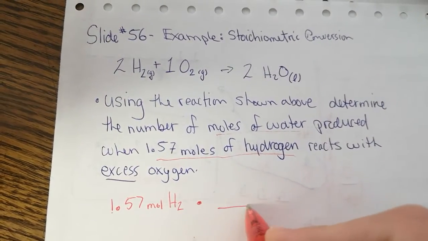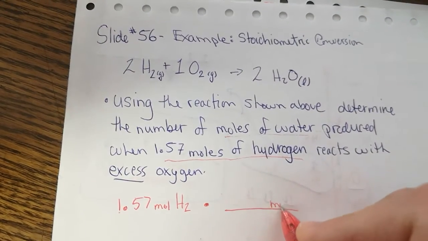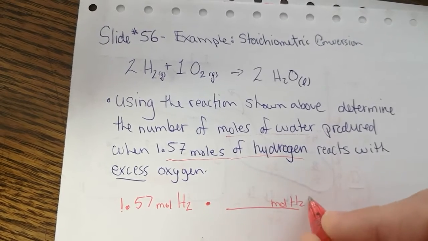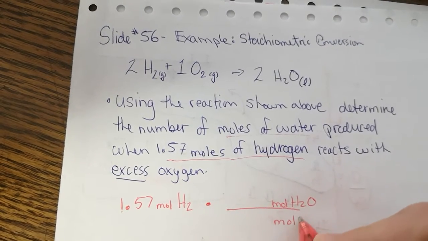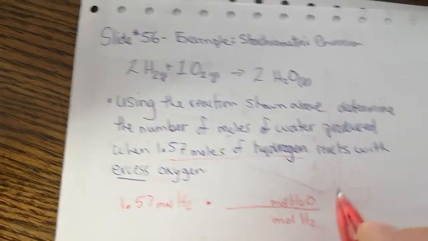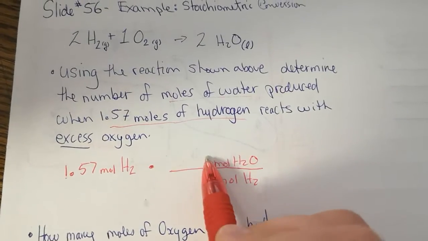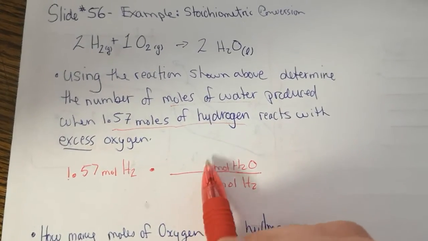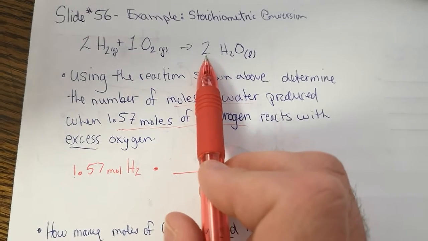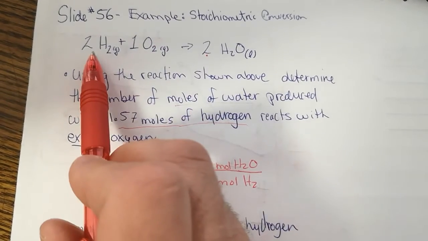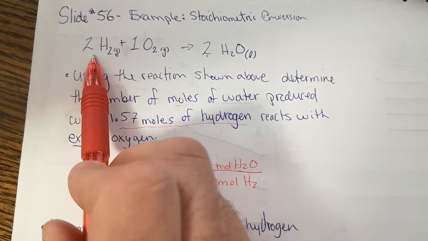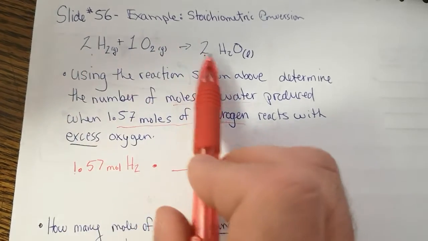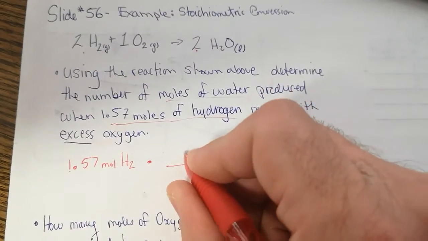So if we're solving for moles of water from moles of hydrogen gas, we need to know the equality. 2 moles of water are formed for every 2 moles of hydrogen consumed. That's a 2 to 2, or 1 to 1, ratio.